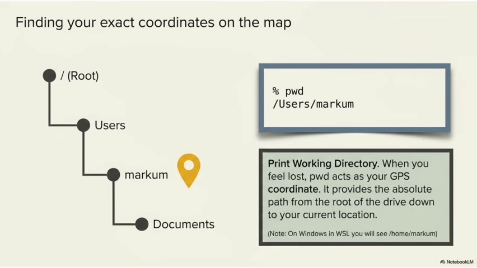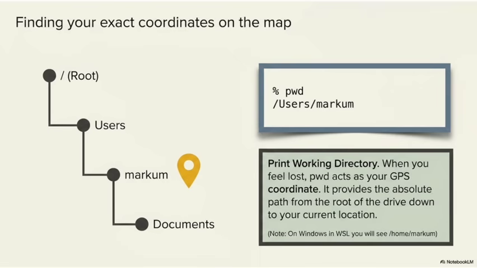pwd stands for print working directory. It's your GPS coordinate in the file system, showing the absolute path from the root to your current location. When you open a terminal and feel disoriented, print working directory is always the first command to type. It returns something like /Users/markham, the complete chain of directories from the root, /, all the way to where you currently stand. On Windows WSL, you'll see something like /home/markham instead.